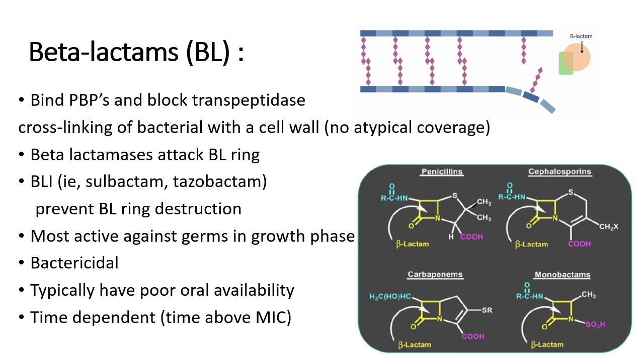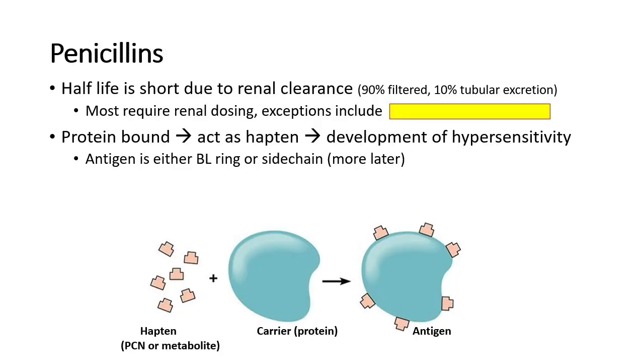And as a class, these typically have poor oral bioavailability, but they're not concentration dependent, they're time dependent killing, so you don't really need to meet high concentrations. So the poor oral bioavailability is not super relevant most of the time. Maybe in CNS infections and endocarditis it is, but for other routine infections, it doesn't really matter.